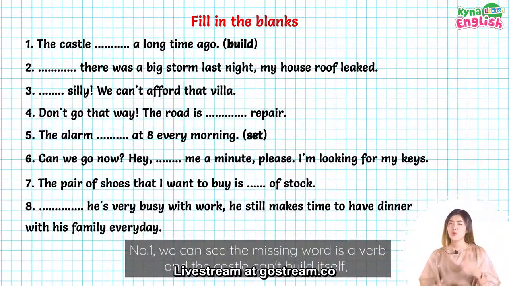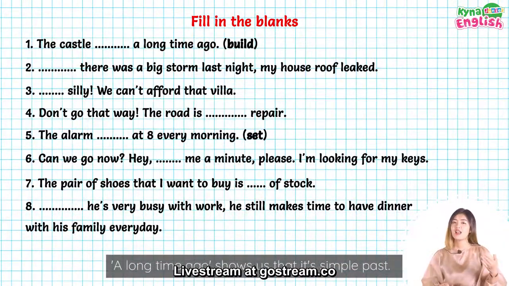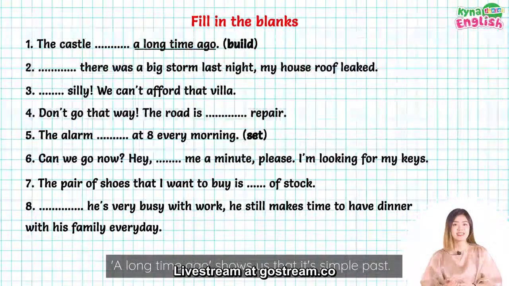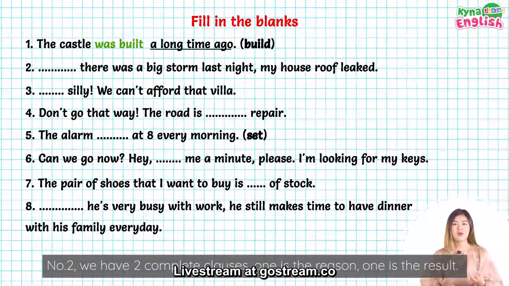Number 1, we can see the missing word is a verb and the castle can't build itself. So of course, it's a passive voice sentence. But what tense is it? A long time ago shows us that it's simple past. So it was built.